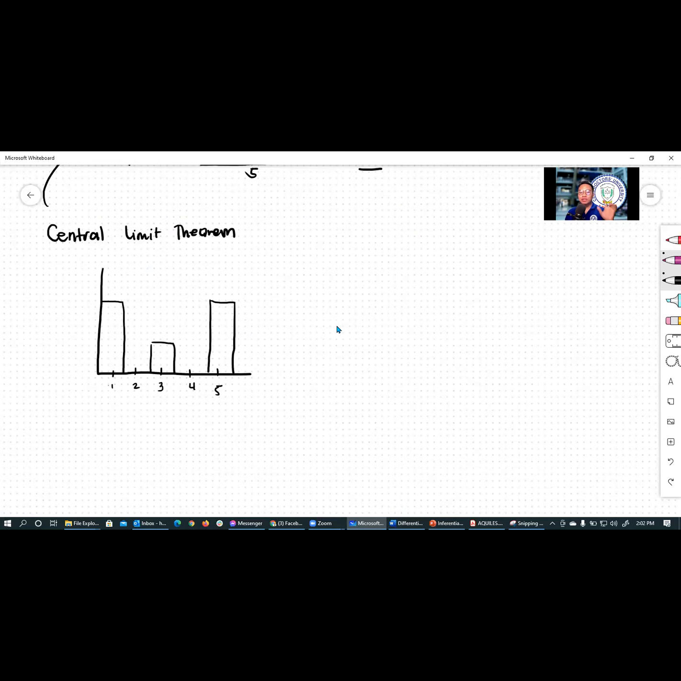Okay, going back. So the central limit theorem, guys, is a very good theorem that applies not only to statistics, but also to other branches of mathematics. And this is one of the things that I like. If you notice, guys, the graph that I just drew on the screen is not considered a normal distribution. What should a normal distribution graph look like? It should look like a bell shape.